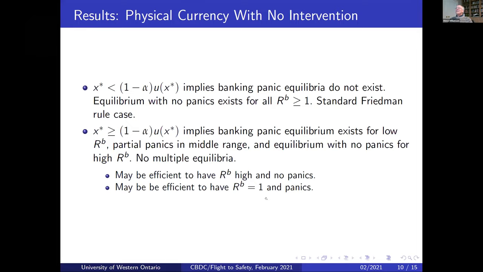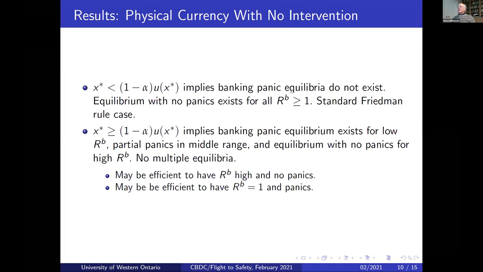So here's what results you get. With no intervention, part of what's going to matter is this alpha. You see this bad sunspot, and then your bank's failing with alpha probability. If alpha is small enough, so this condition holds, then you'll never get a banking panic equilibrium. It's just a standard Friedman rule kind of economy. The nominal interest rate should go to zero.